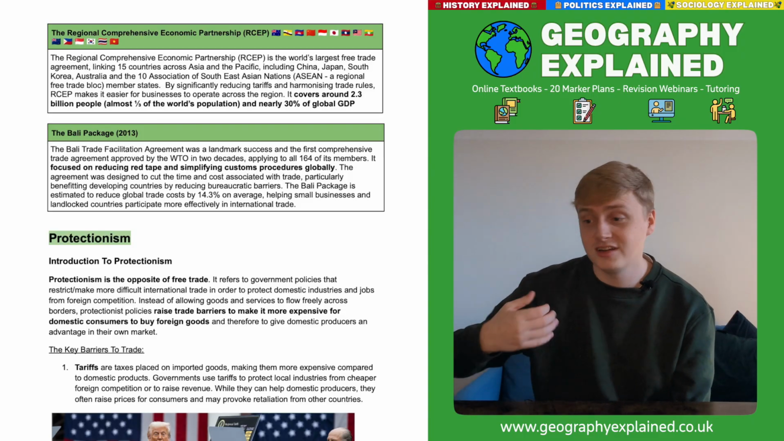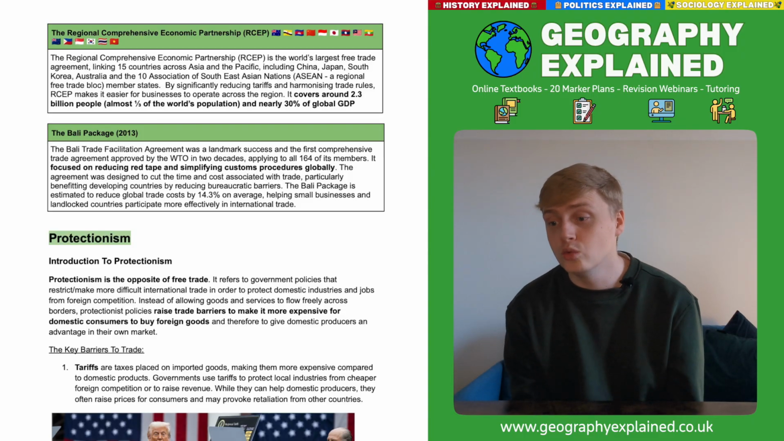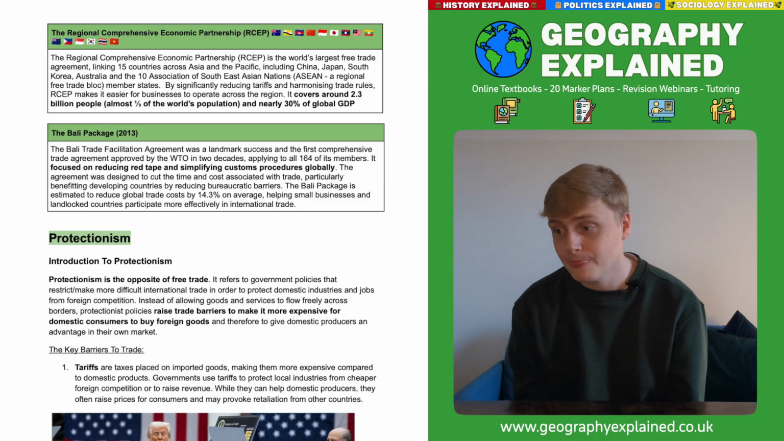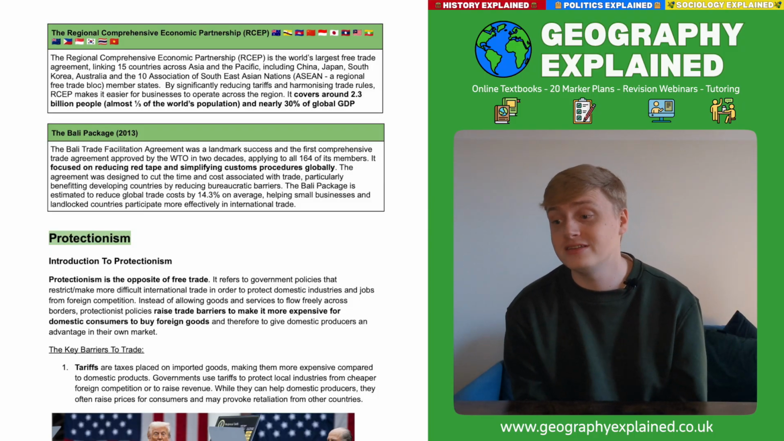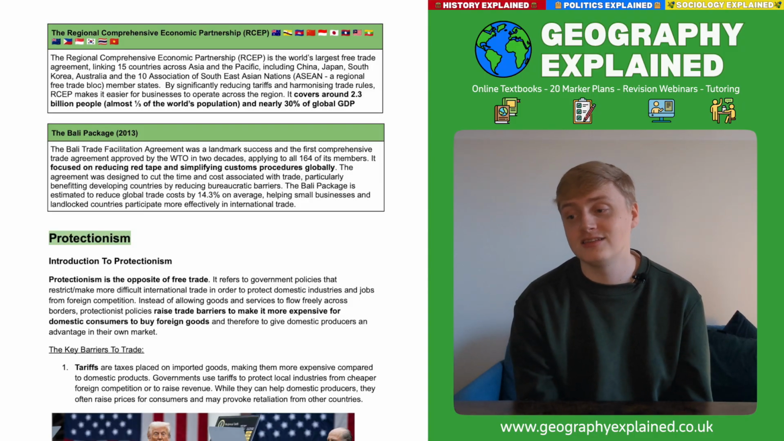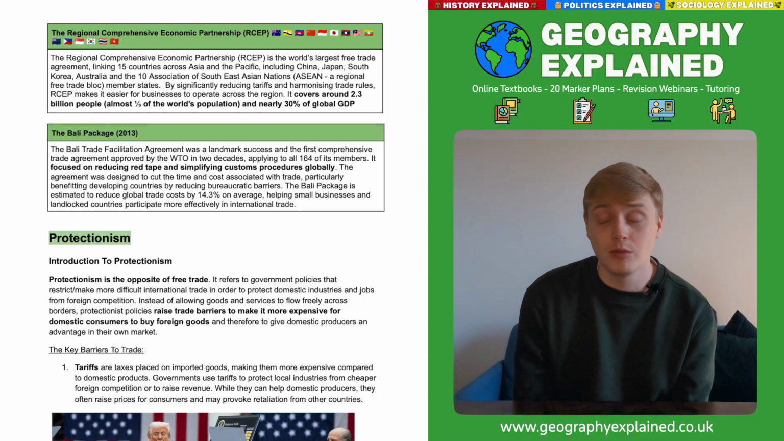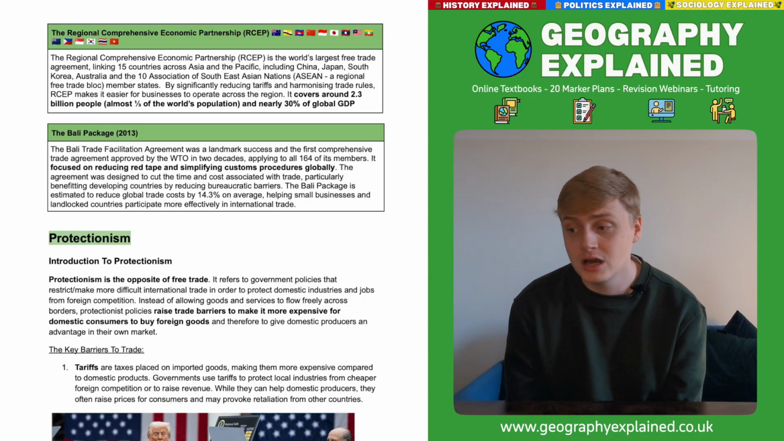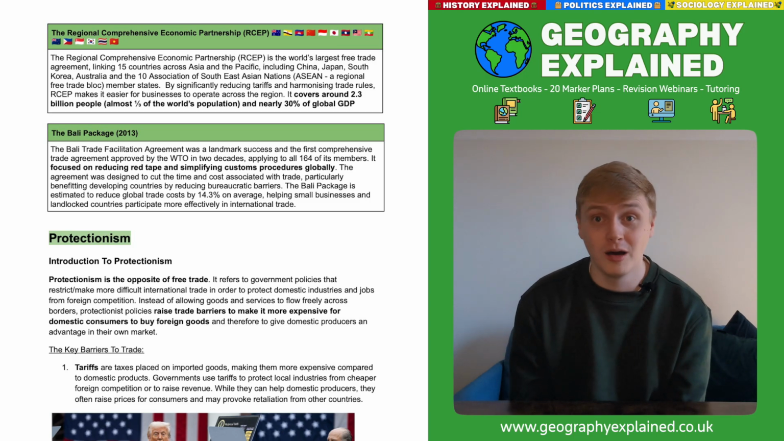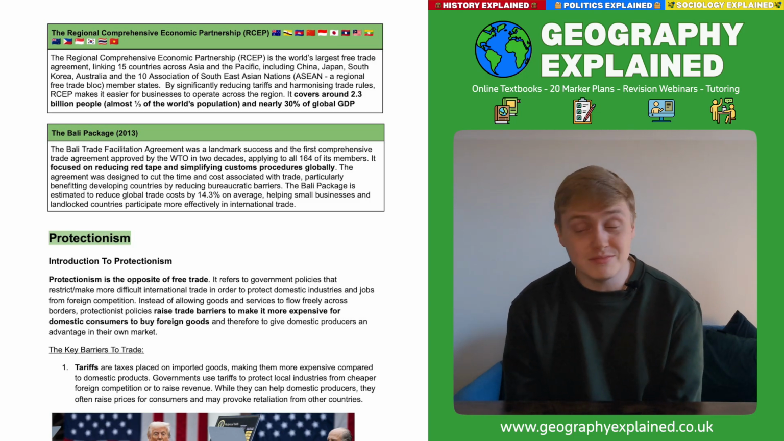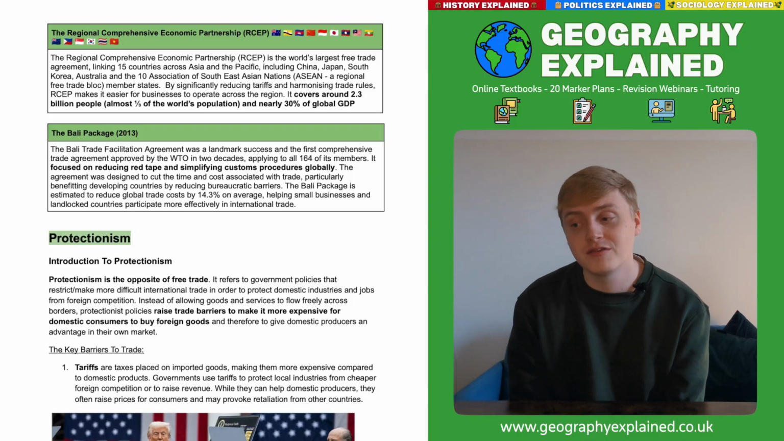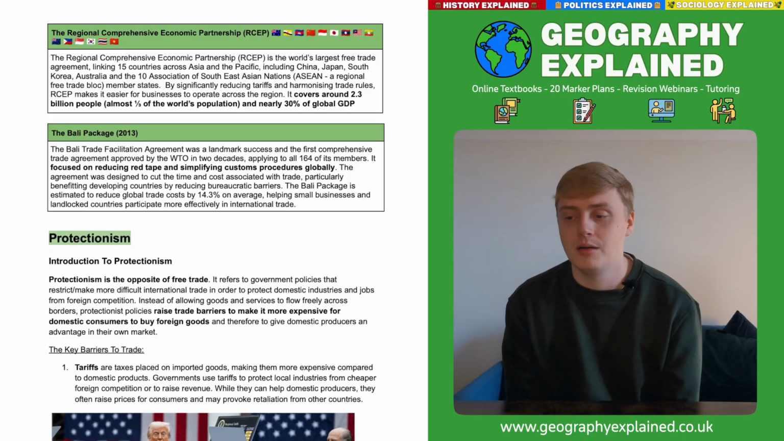And then one facilitated by the World Trade Organization was the Bali Package, a landmark success and the first comprehensive trade agreement approved by the WTO in decades, in 2023. It focused on reducing red tape and simplifying customs procedures globally. It aimed to promote free trade by cutting the amount of time associated with trade, for example in relation to paperwork, and it's estimated to reduce global trade costs by 14.3% on average.